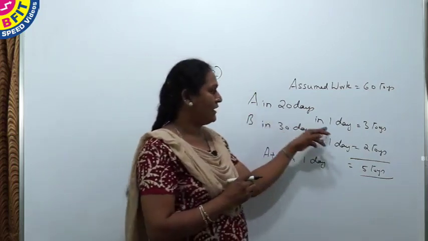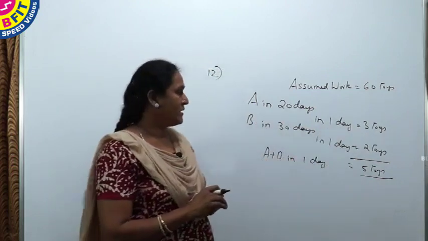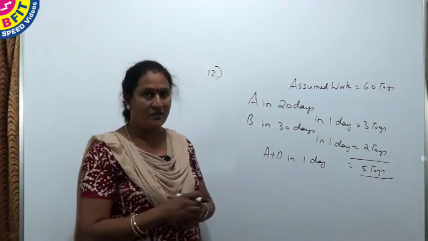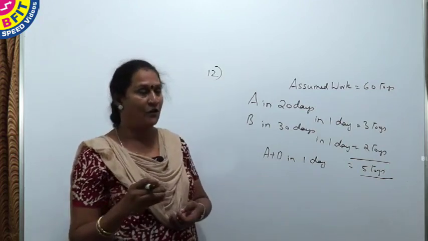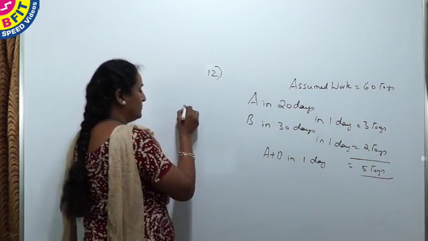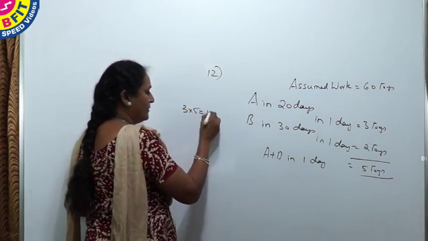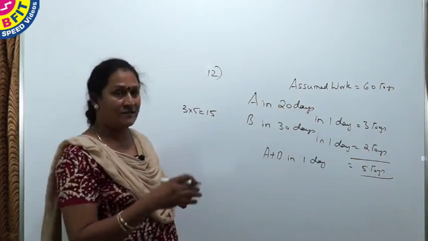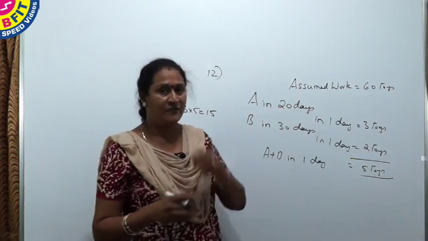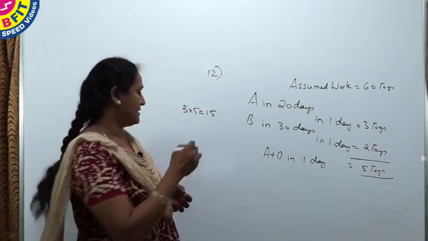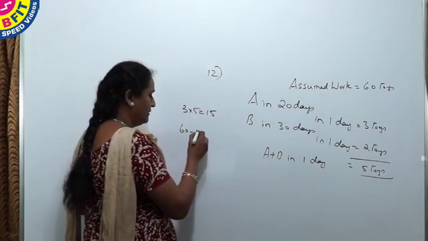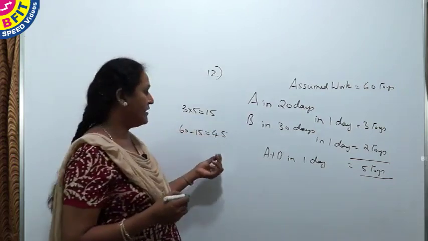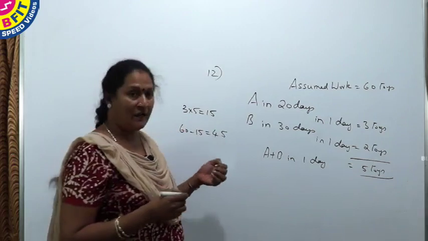So A in one day can do 3 toys. He is working alone for 5 days. So in one day if he can make 3 toys, in 5 days he can make 15 toys. So 3 into 5 equal to 15. So in this 60 toys, A has done 15 toys in first 5 days. And now the remaining toys which have to be done are 60 minus 15. So work here is 45 toys.